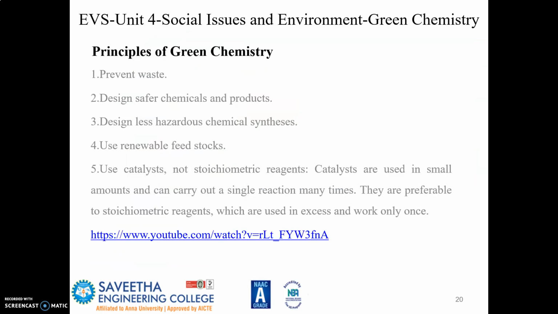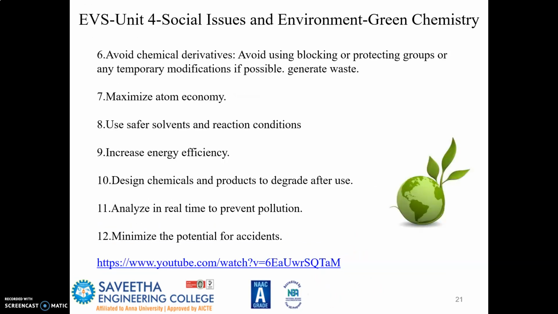These are the basic 5 principles of green chemistry: prevent waste, design safer chemicals and products, design less hazardous syntheses, use renewable feedstock, and use catalysts rather than stoichiometric reagents. Here we provide a link for your reference. Please have a look at that. And these are all the other principles of green chemistry.